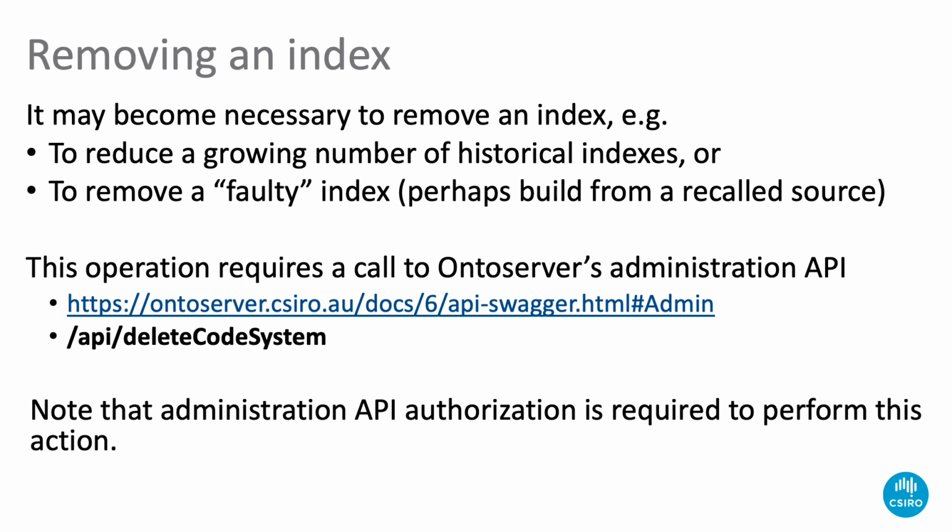This operation can only currently be performed using OntoServer's administration API, and a bearer token with administration authority will first need to be retrieved from OntoServer's authorization server if one is in use. The delete code system API is documented on ontoserver.csiro.au/docs and is a simple REST call specifying the URL and version of the code system index to remove.